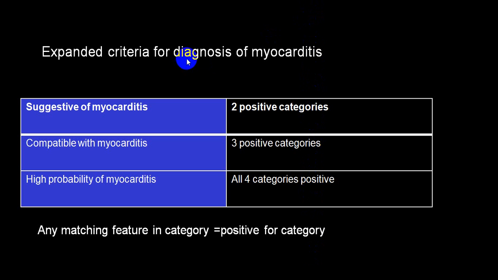There are some diagnostic criteria for myocarditis. If you come across 2 positive, it suggests myocarditis. 3 positive categories are compatible with myocarditis, and if there are 4 positive criteria, then you come across a high probability of myocarditis.